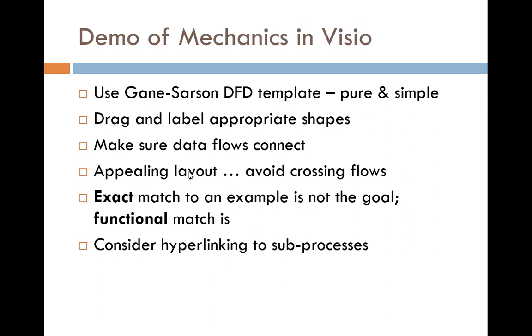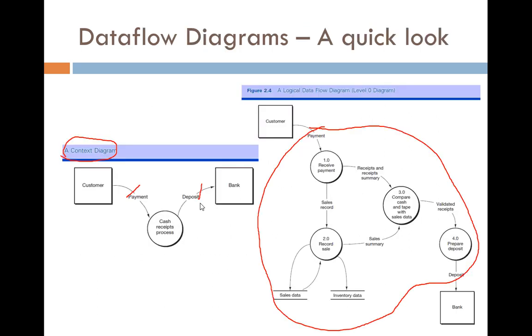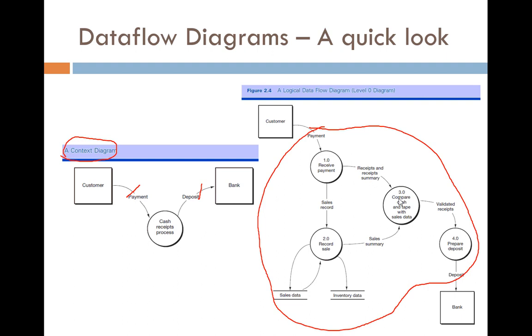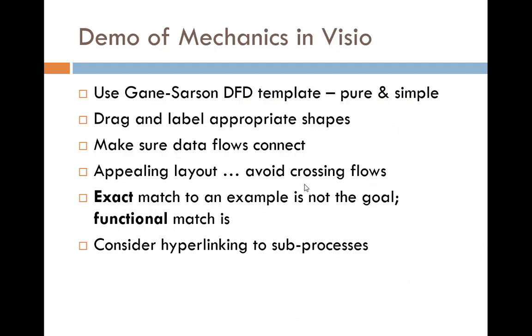Look for appeal. Spread the images out. The exact match to the example is not the goal. Meaning that, gosh, if your record sale happens to be over here, or you put 3 over here and 2 over there, that is not an important issue. What is important is a functional match: exactly what data flows are consumed and prepared, and where did they go? That is the important thing.